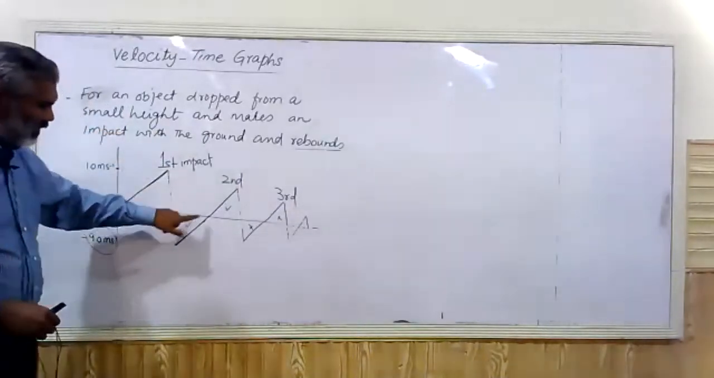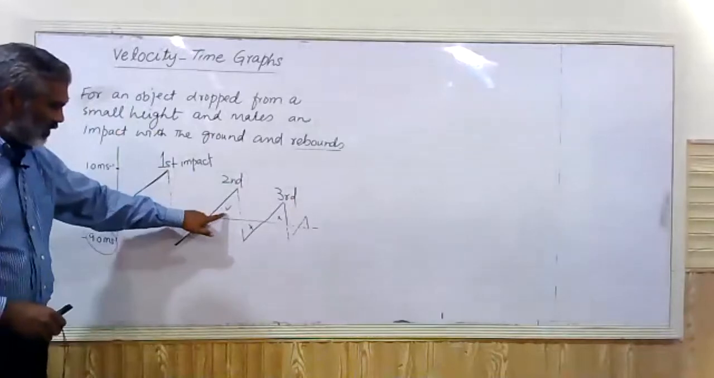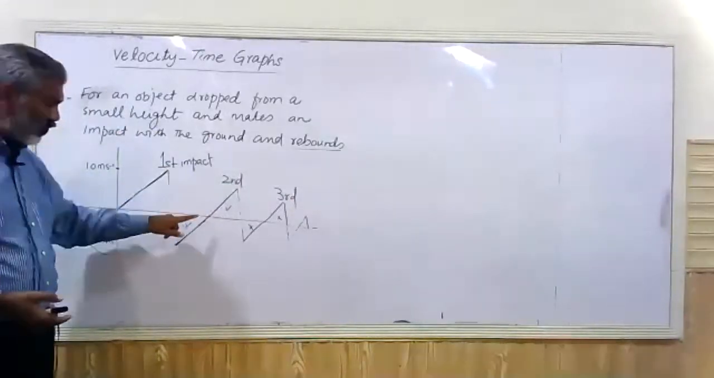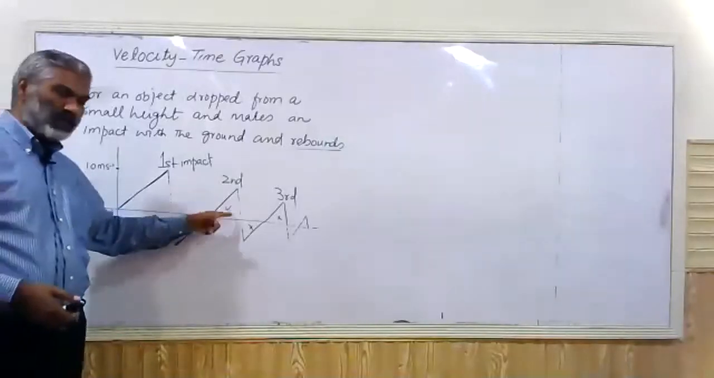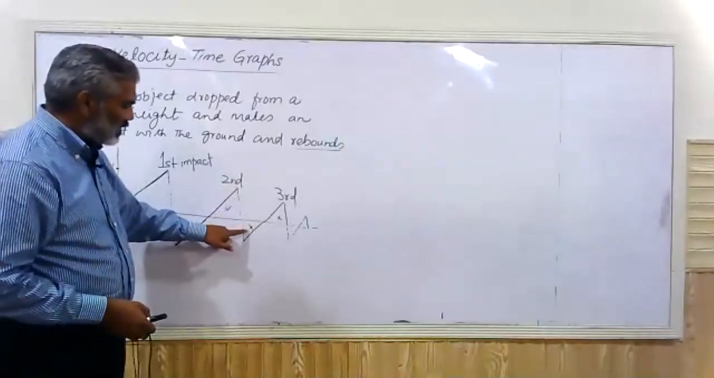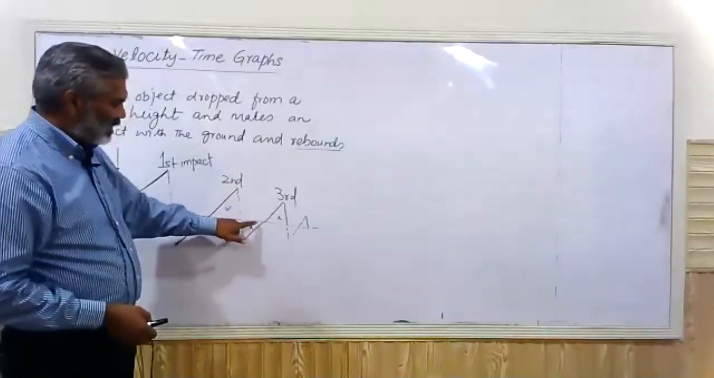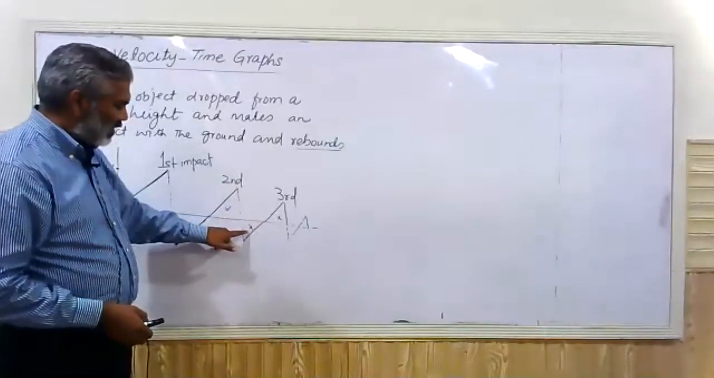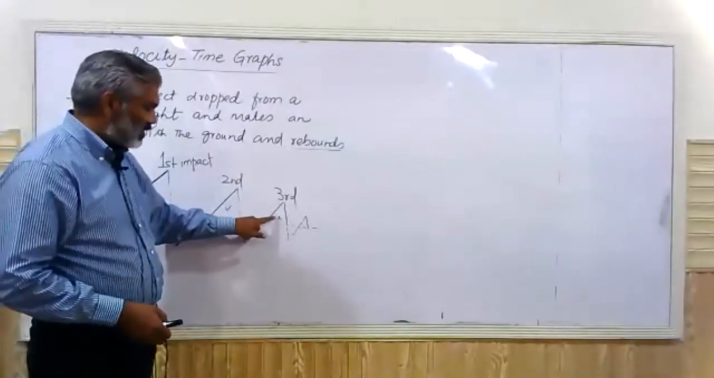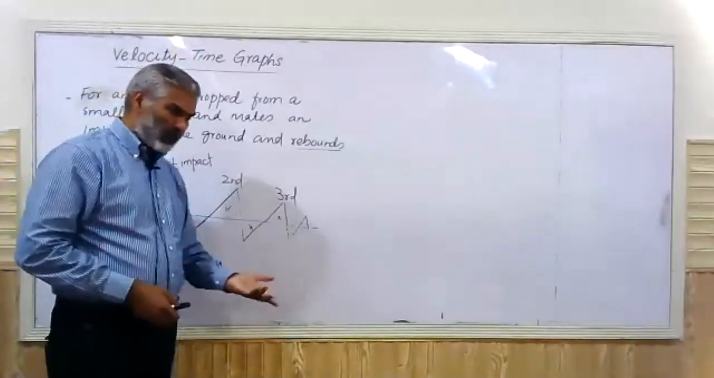The area under this should be same because the two represent the same height through which it rises and then through which it falls should be same. Similarly, after the second impact, the object rises through a certain height, and that is equal to the area of this triangle. So this triangle should also have the same area because the object will fall through the same distance.